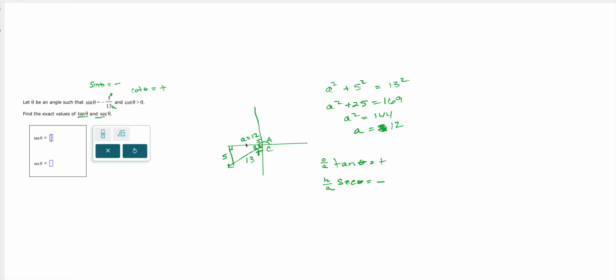Opposite over adjacent would be 5 over 12, and hypotenuse over adjacent would be negative 13 over 12. Okay, so again, hopefully that helps. Look at some different examples where we're still finding exact values, but we're not given that specific theta.